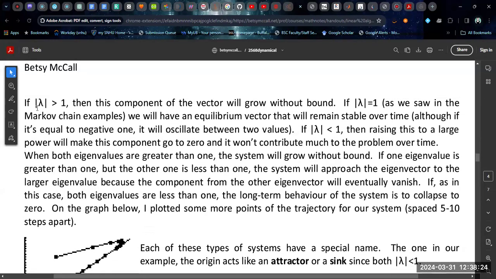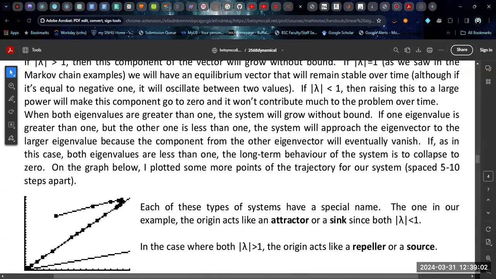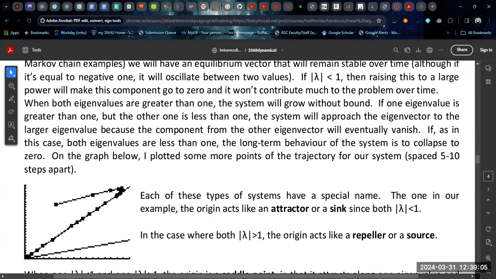Now, if lambda is greater than 1, then this will grow without bound. If it's equal to 1, then, as happens in the Markov chain examples in another video, they will have an equilibrium vector and will remain stable over time. So the trajectory will actually approach a point and then it will stop there. Now, if it's equal to -1, it will oscillate between two values, but it will still remain otherwise stable in this orbit of two values. But again, if it's less than 1, this will decrease over time and it will drive the system to 0.